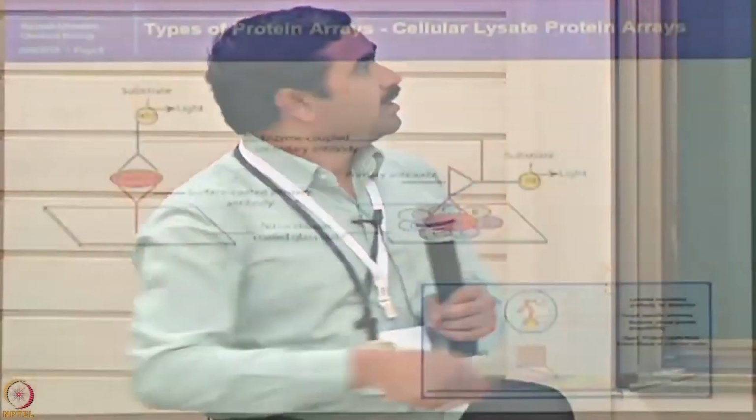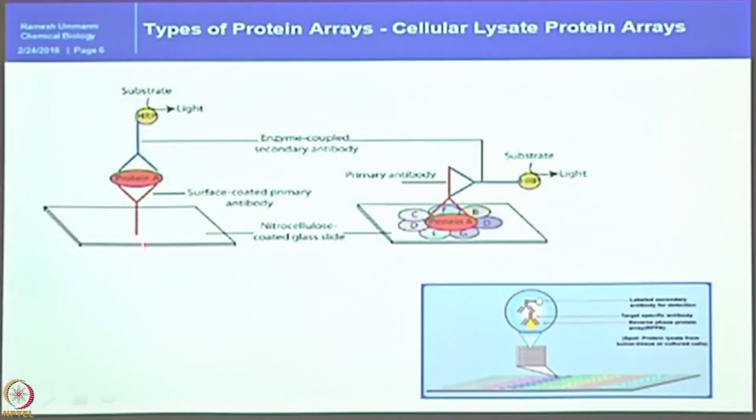So you can see that this is a forward array where an antibody is spotted and protein A is captured by the antibody from the pool of lysate, and a secondary antibody specific to protein A is used for the detection. This is coupled to an enzyme-linked secondary antibody. Here you have a glass slide coated with a nitrocellulose membrane and a pool of lysate along with your protein of interest. Here we have A to G proteins. So in a single spot, it contains the protein of interest along with other proteins.